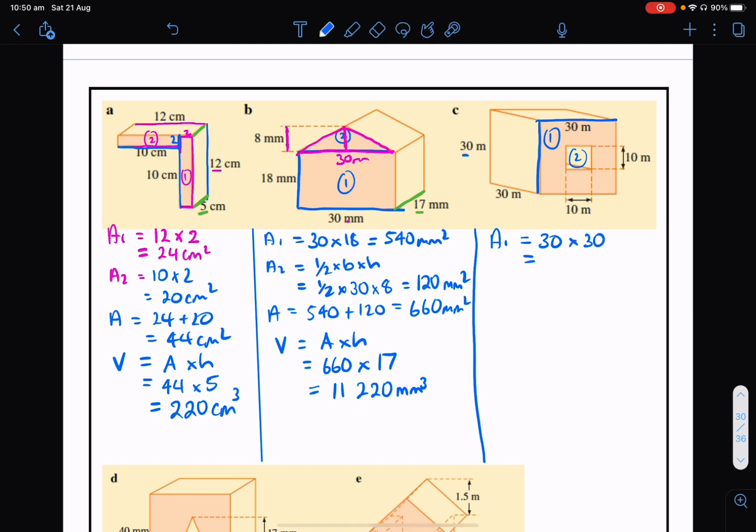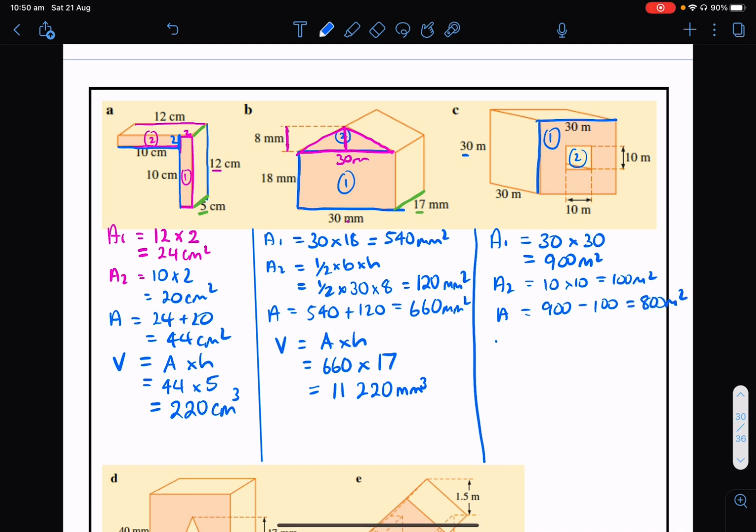So 30 times 30, which is going to give us 900 meters squared. And area 2 is going to be 10 times 10, which is 100 meters squared. So our area is going to be 900 take away 100, which will give us 800 meters squared.